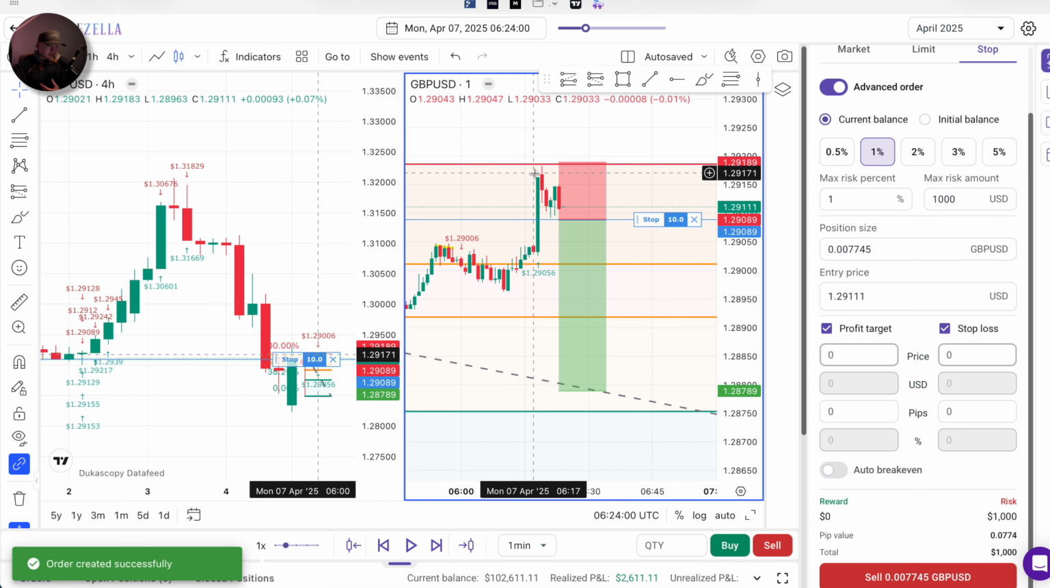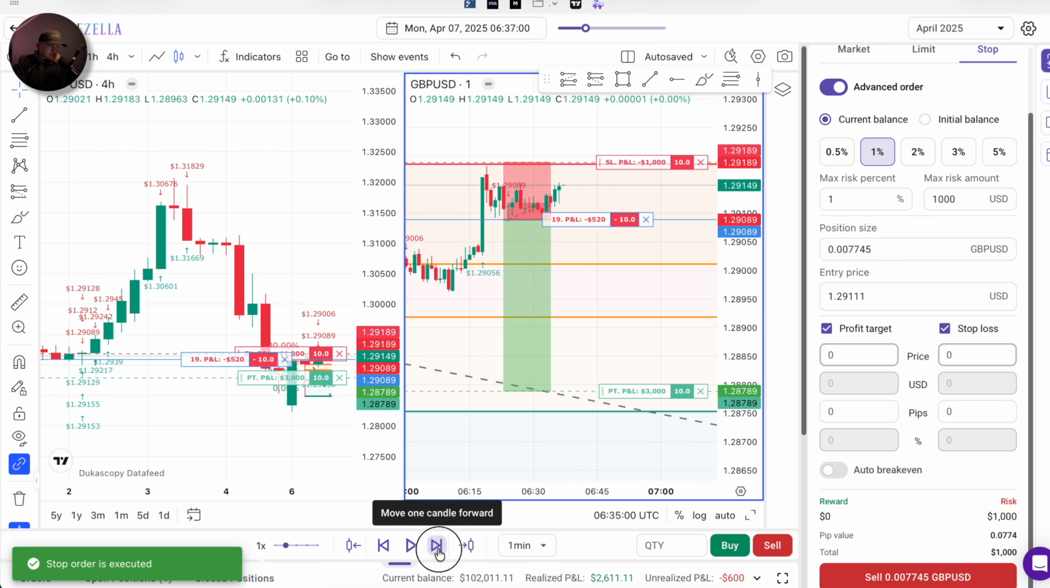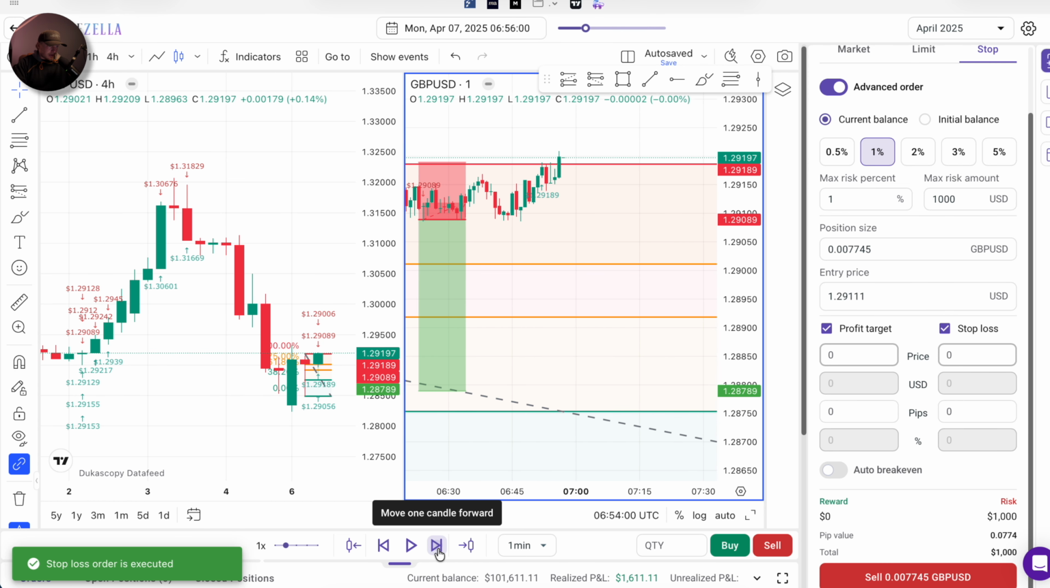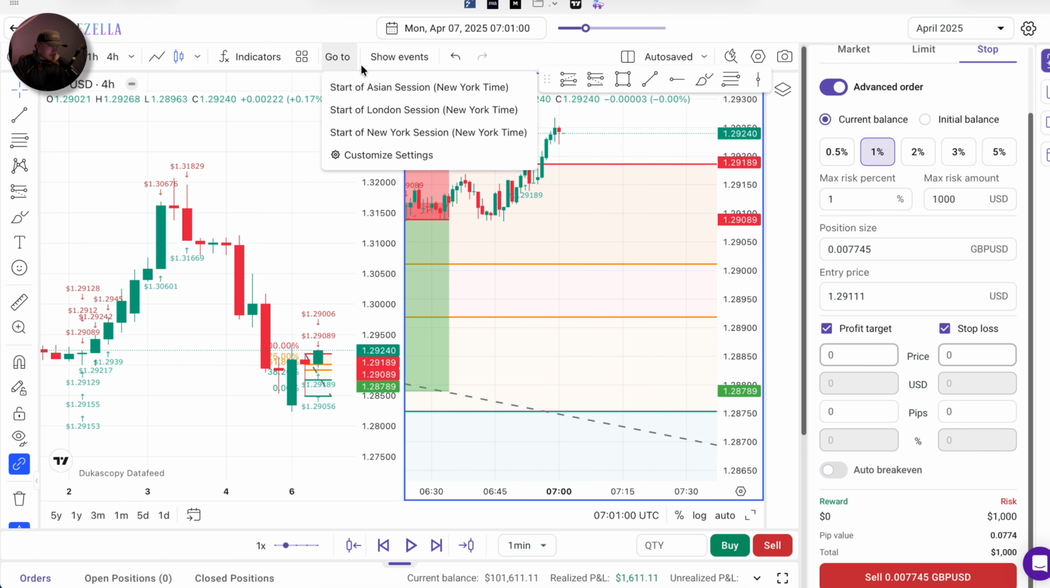Higher highs, higher lows, shift from there to there. Let's see what happens. Triggered in, and out, so stop loss. Now I won't be interested in taking anything else because we've broken out of that zone. So now we want to go to the start of London.